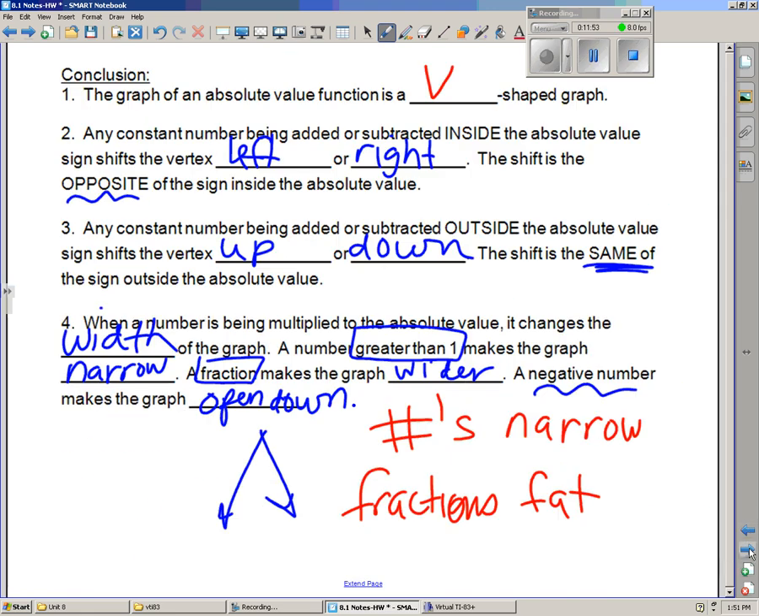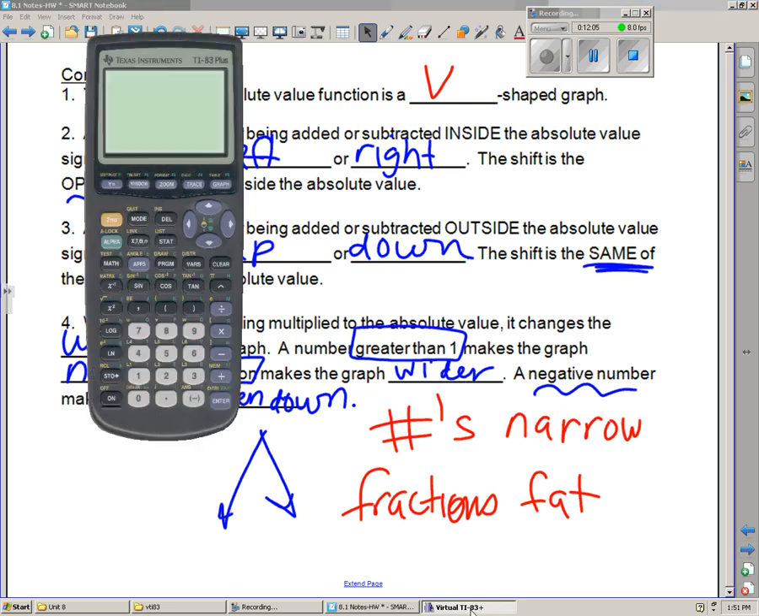Okay, so the idea is you should have an idea of how these absolute value graphs actually work, but you can always plug everything into your calculator. I do want to show you how to do that. So let's go to the calculator real fast. If you get yourself into y equals, and you want to do the absolute value of x, you'd go y equals, math, number, enter, plug in the x,t,theta button, close up your parentheses, hit your graph.